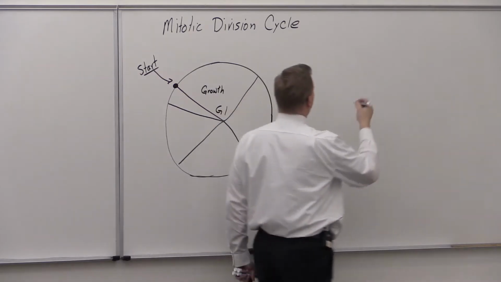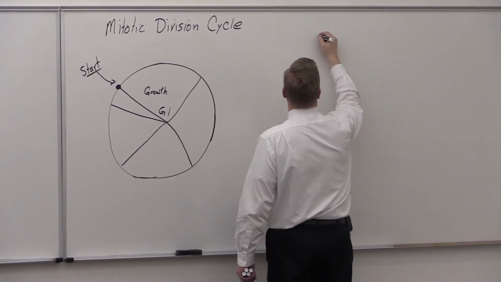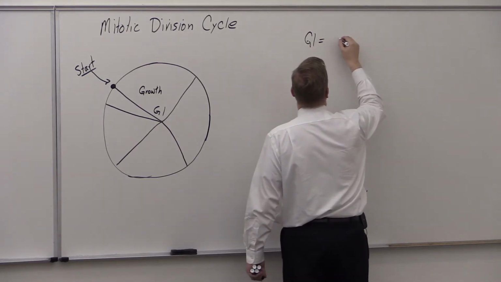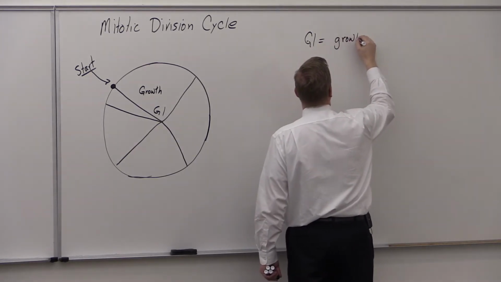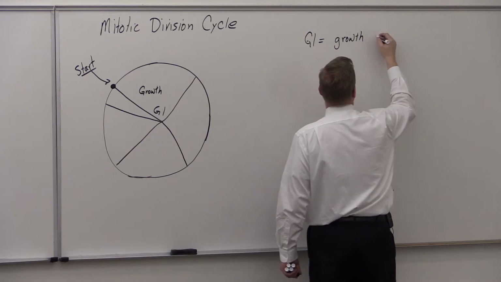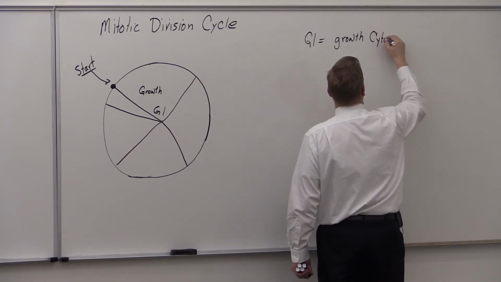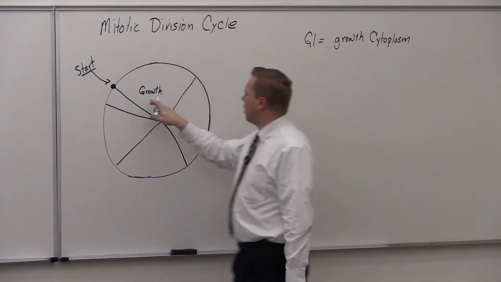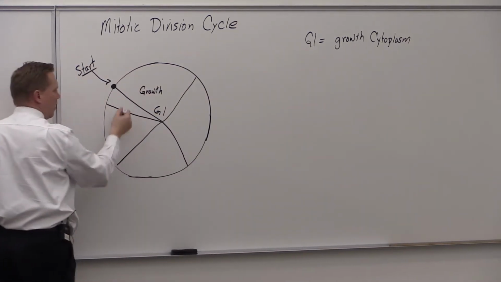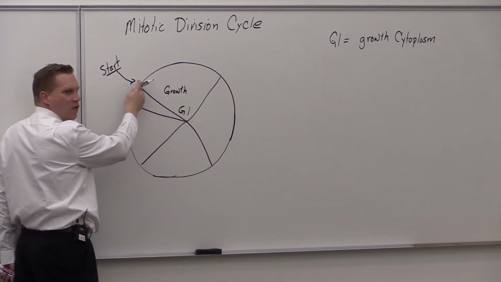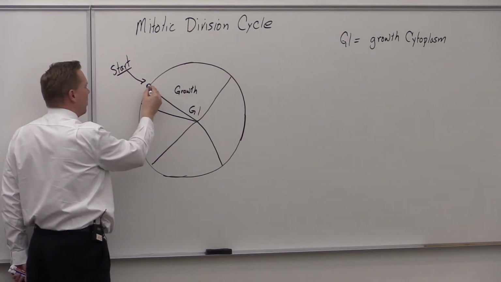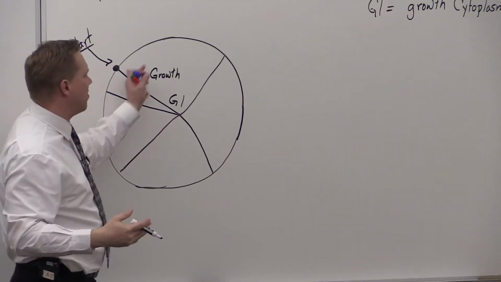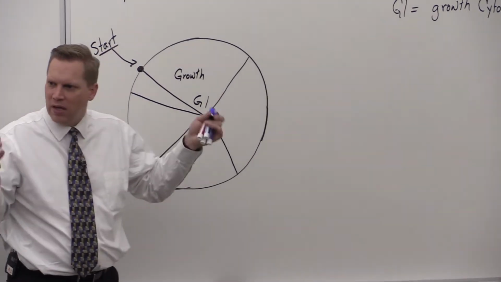So in this phase, we'll write it up over here. We're going to say in the G1, we're going to get growth. And specifically, we're going to get growth of what we call the cytoplasm. So we just started this cell cycle. It's come off of its previous cell division right here. And so the cell is kind of small, actually. And so it has to grow. It has to essentially double its size.